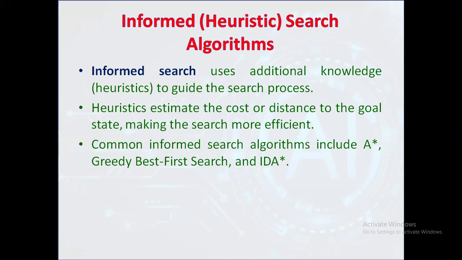Examples of informed search algorithms include A star, greedy best first search, and iterative deepening A star, that is IDA star, which use heuristics to reduce the search space and improve the search process.